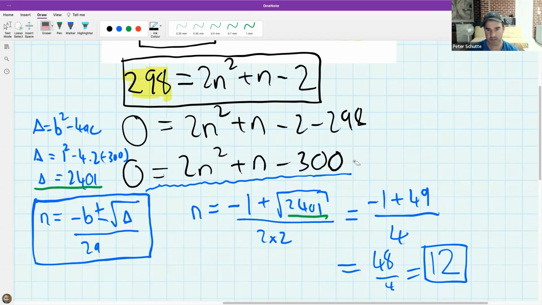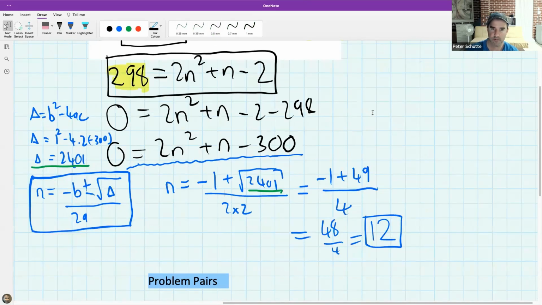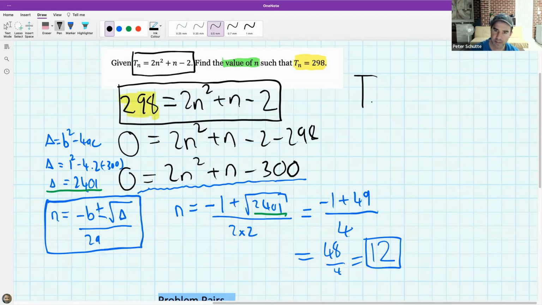I checked on my calculator, the square root of 2401 is 49. Then I had to watch out for a silly mistake. Negative 1 plus 49 is 48. And then I divided by 4, which means the final answer is that 298 is the 12th term in the list. Okay.